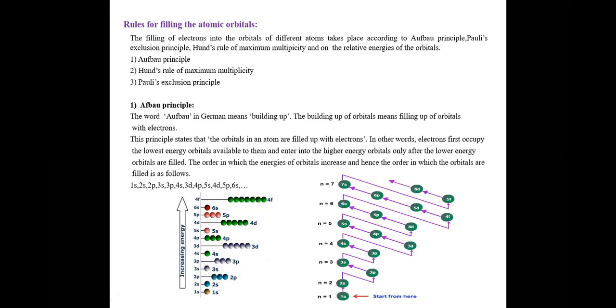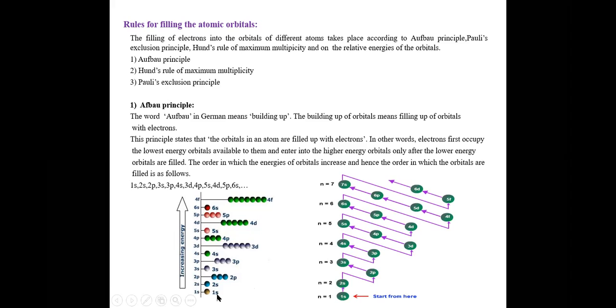You have to fill the orbitals in the order of increasing energy. That is, you have to fill the lowest energy orbitals first. Then after filling the lowest energy orbitals, you have to go for the higher energy orbitals. Then the order of the energies of the orbitals is like this here. See here, this is the increasing order of the energies.